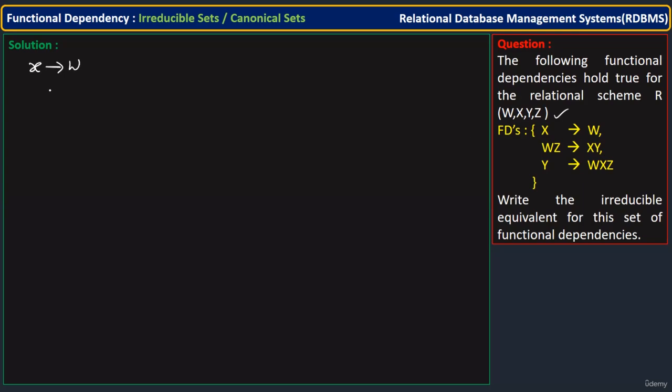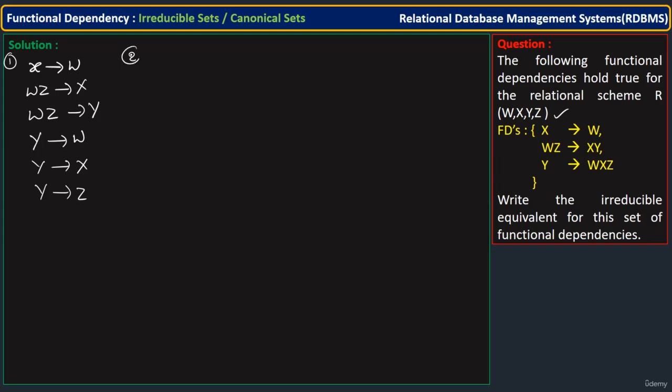So X derives W, and WZ derives X, WZ derives Y. From the second and third FD, if you see, Y derives W, Y derives X, Y derives Z. This is step one.